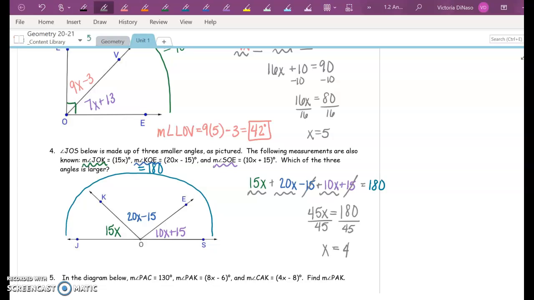So once we get that x equals 4, we're going to go ahead and plug it in for x. We find out that 15 times 4 gets me 60 degrees. We find out that 10 times 4 plus 15 gets me 55 degrees. And then finally, we have 20 times 4 minus 15 gets me 65 degrees. So which of the three angles is larger? We could say that angle KOE is largest with 65 degrees.